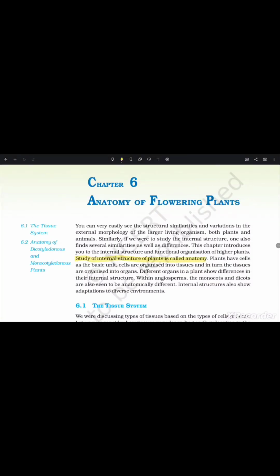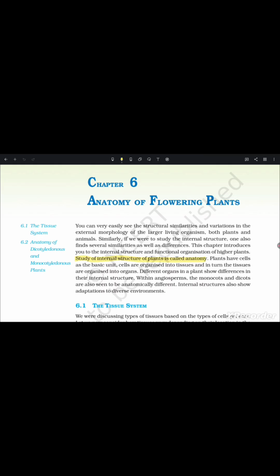Anatomy of flowering plants. You can very easily see the structural similarities and variations in the external morphology of the larger living organism. Both plants and animals, similarly, if we were to study the internal structure, one also finds several similarities as well as differences. This chapter introduces you to the internal structure and functional organization of higher plants.